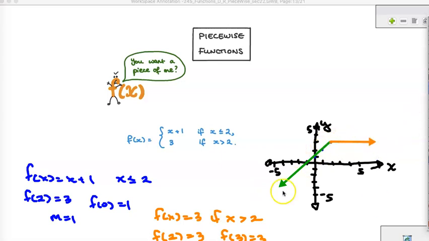Notice I color coordinated it: for x less than or equal to 2, x plus 1, you have the green linear function. And then for f of x equals 3 when x is greater than 2, you have a horizontal line.